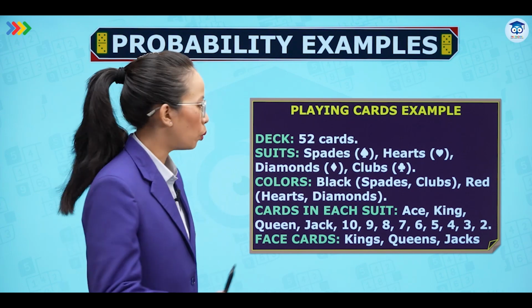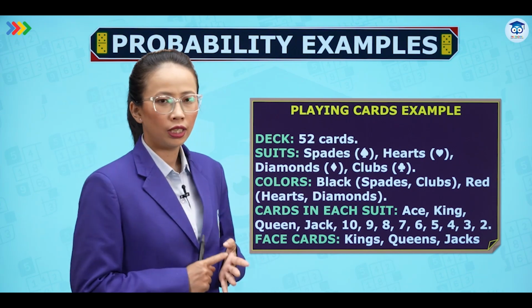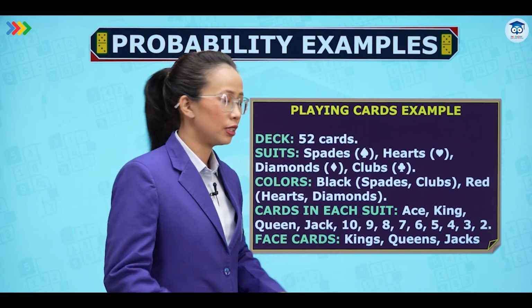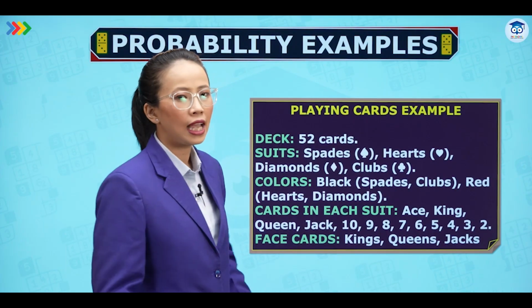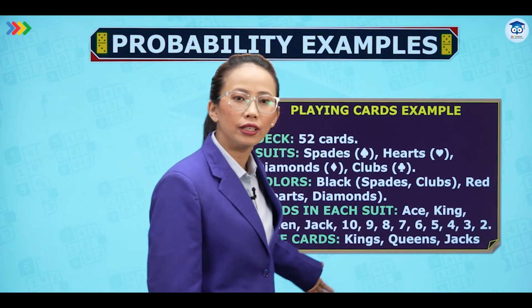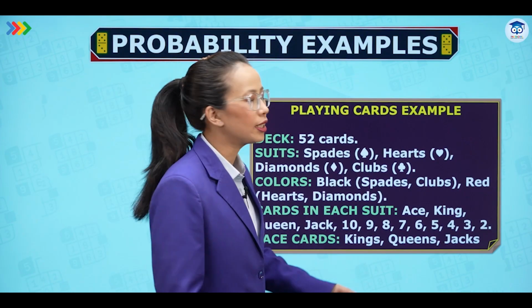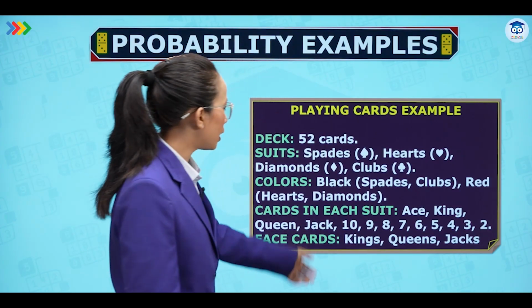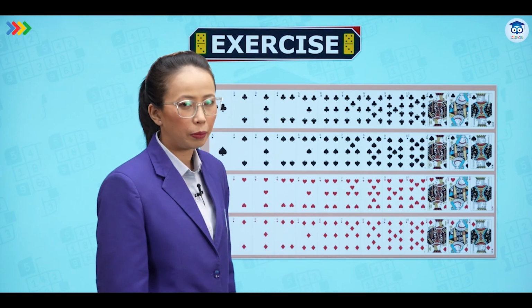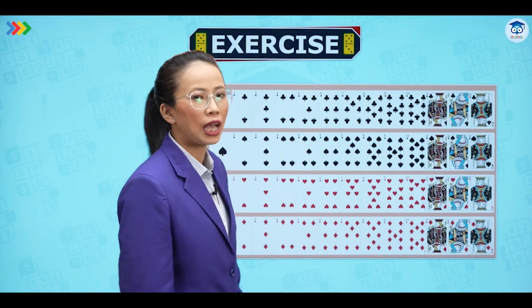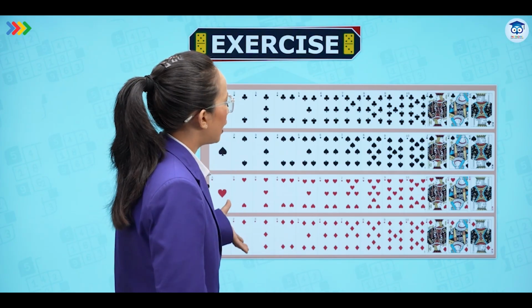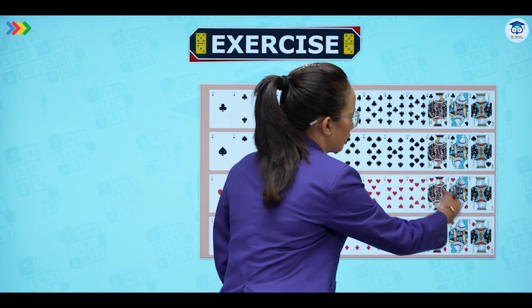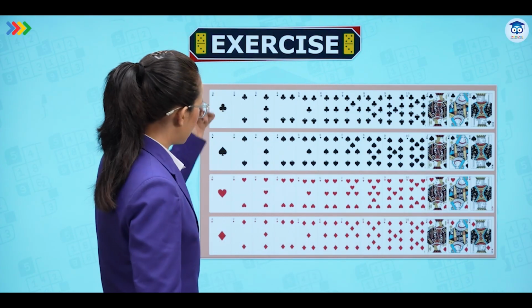In those 13 we have one ace card, right? Then we have the face cards: king, queen and jack, and the number cards are 2 to 10. For face cards we consider only the cards having a face on them, so it will be only king, queen and jack. So this is the playing card: in black we have spade and club, and in red we have heart and diamond. These are the face cards, the number cards, and this is the ace.